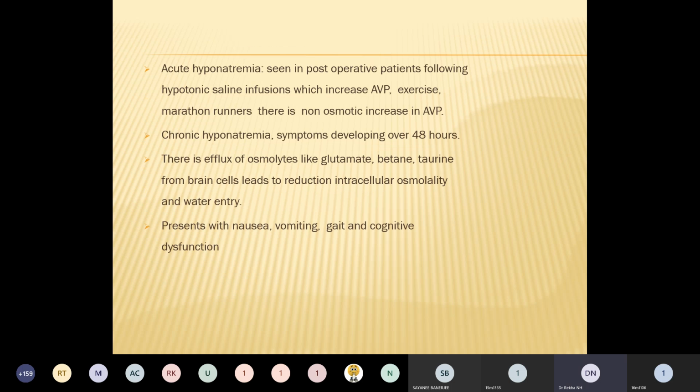Acute hyponatremia: in which condition do we see acute hyponatremia? Most commonly it is seen in post-operative patients following administration of a hypotonic saline infusion. Whenever there is a hypotonic saline infusion there is an increase in AVP, and it is also seen in marathon runners. There is a non-osmotic increase in arginine vasopressin leading to hyponatremia.